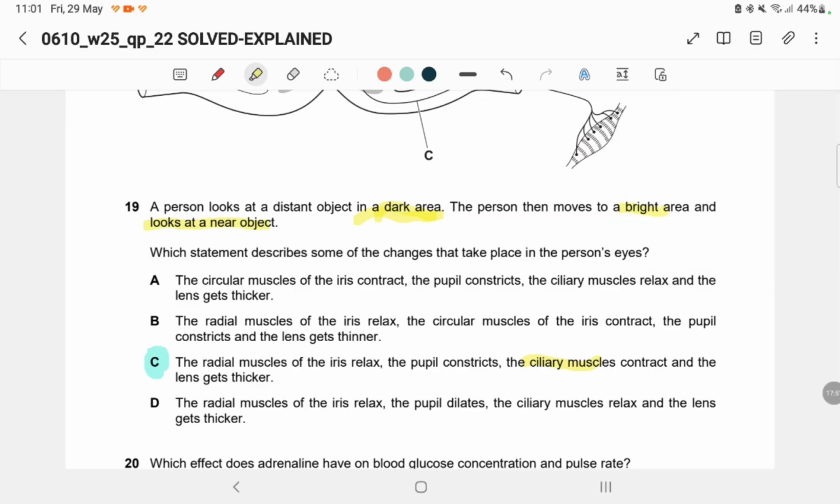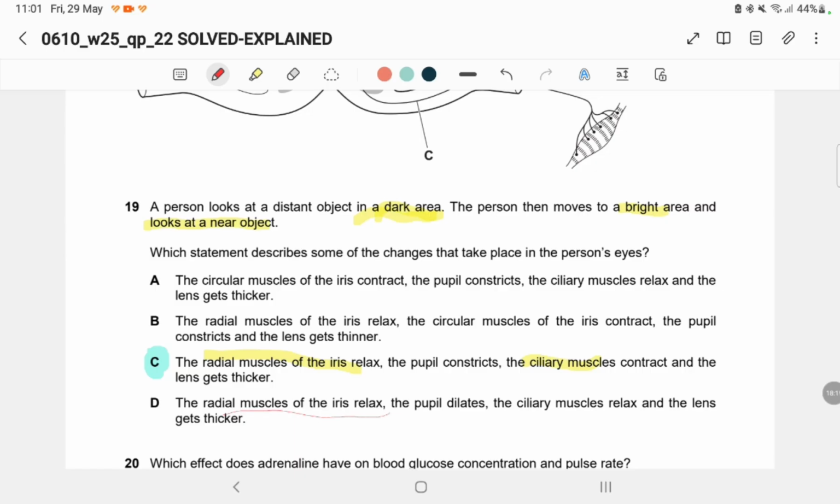So basically, even if you don't know the concept of the ciliary muscles or suspensory ligaments, or you don't bother about it, just imagine it. Now he's telling you the radial muscles of the iris relax, meaning that the circular muscles will contract, so the pupil will get narrow. Basically this means that the letter D will be wrong, because he's telling you here that the radial muscles of the iris relax, which is not the case.